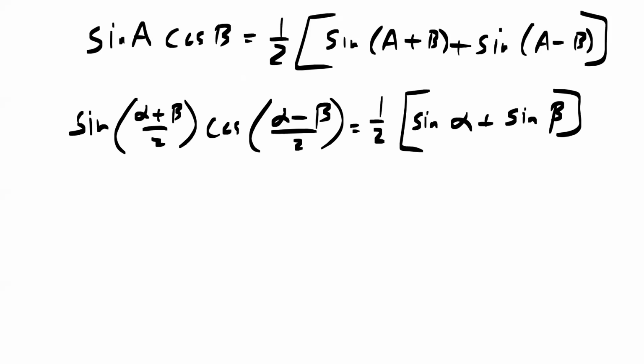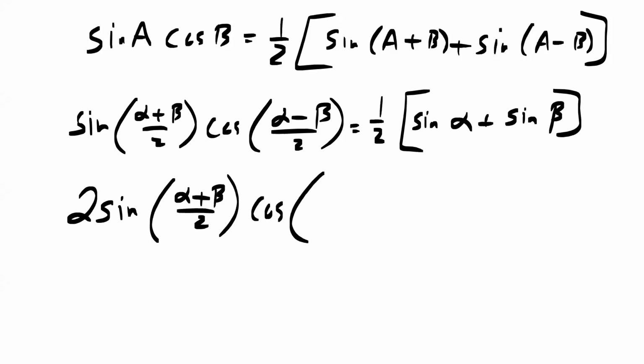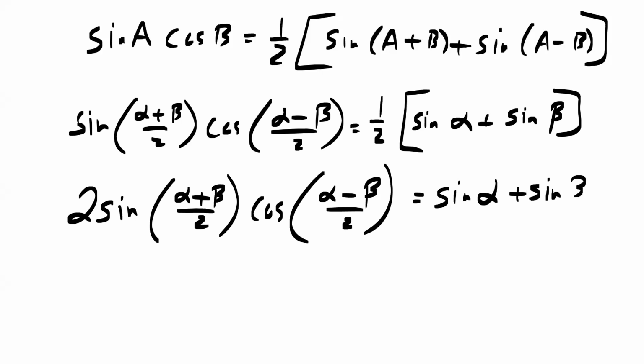Notice my single angles now are on the right-hand side. And you know what? Whenever I solve for formulas, I like nothing else to be there, right? So on the right-hand side, I've got to get rid of that 1/2. What am I going to do? Multiply by 2, right? So here's my formula. It's 2 sine of alpha plus beta divided by 2, cosine of alpha minus beta divided by 2, is equal to sine alpha plus sine beta.